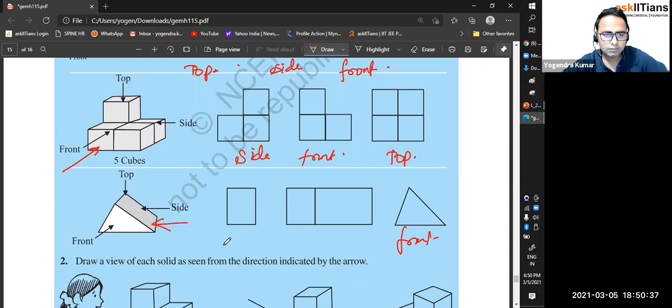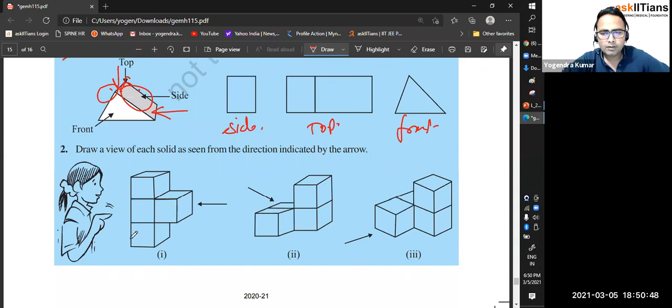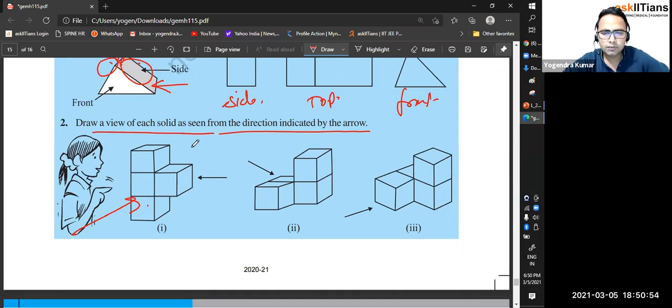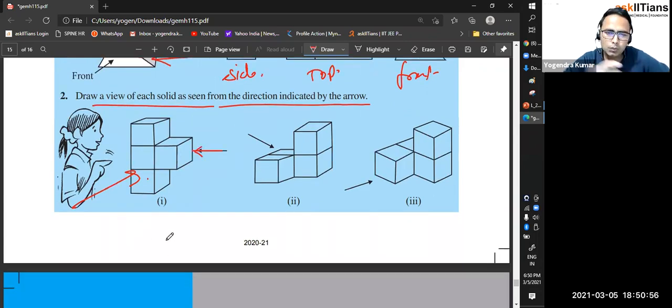Side view is this one. And this is top view, right? This is top view, because you will see this shape as a rectangle, and here is another. Now for this front view, draw the view of each direction indicated. Okay, fine, we want to see from this side. So what will it look like?